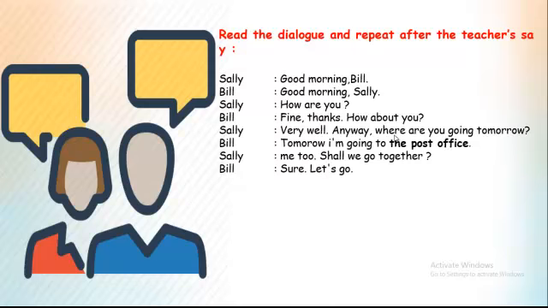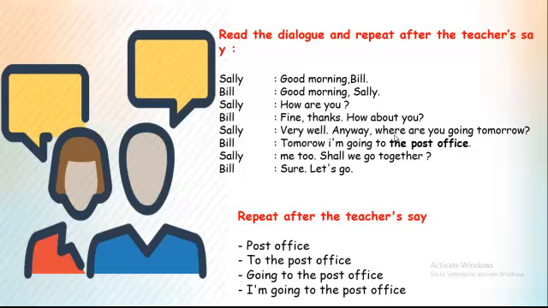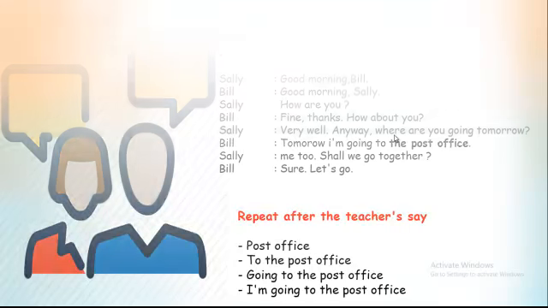This is an example of teaching the simple future tense. The teacher provided the dialogue here, the dialogue by Sally and Bill, and then the teacher gave some backward build-up drill here. For example, post office. To the post office, going to the post office, and I'm going to the post office. This is just an example of it.